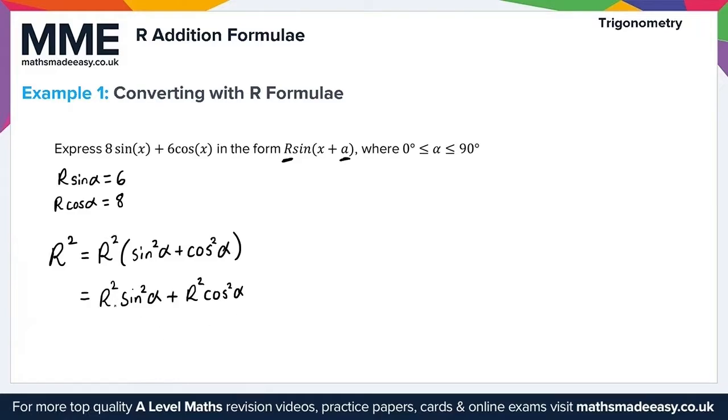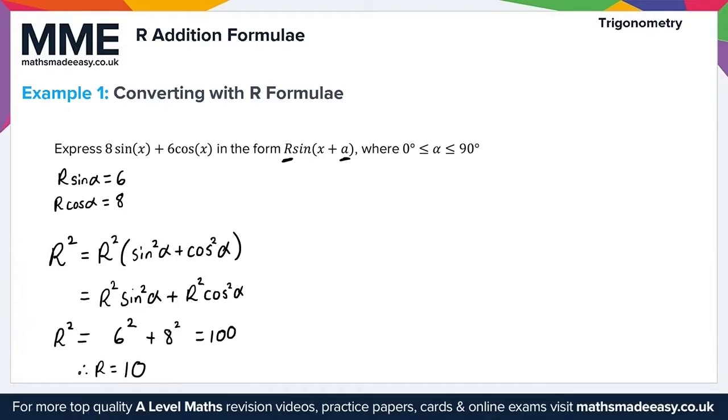Now here, R squared sin squared alpha would just be R sin alpha all squared. So in that case, all we need to do is simply replace this with 6 squared, and do the same with R squared cos squared alpha. If we square this side to obtain R squared cos squared alpha, then we just need to square this side as well, which gives us 8 squared. And if we work this out, this gives us 100. So R squared is equal to 100, so therefore R is the square root, and this value must be positive, so we only take the positive solution, giving us 10.